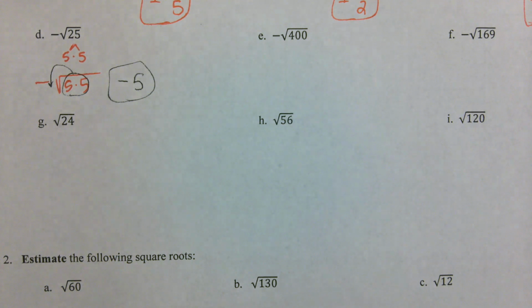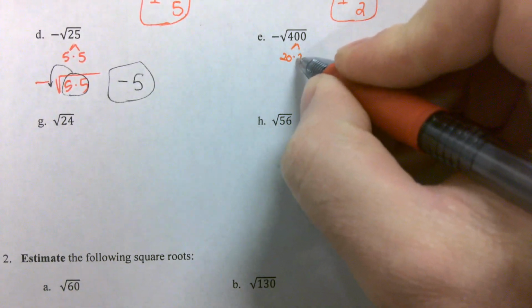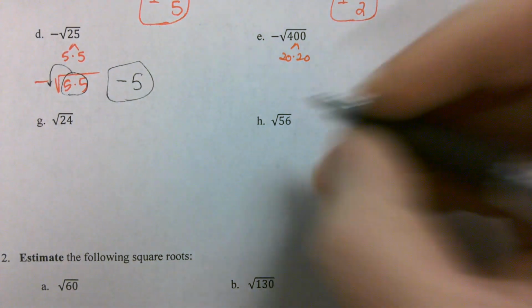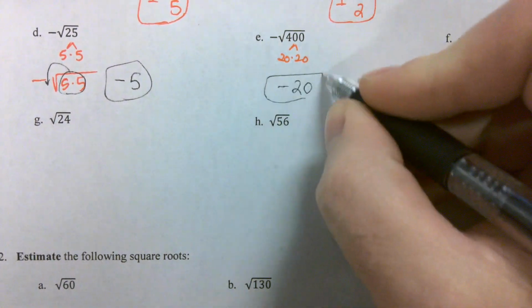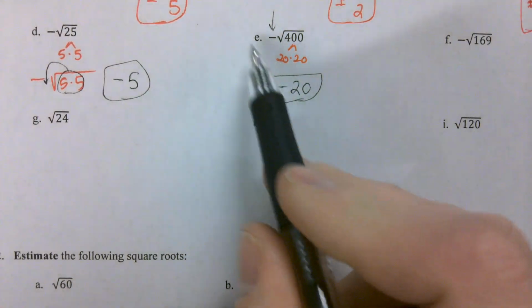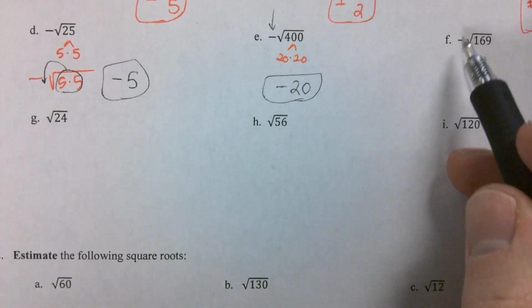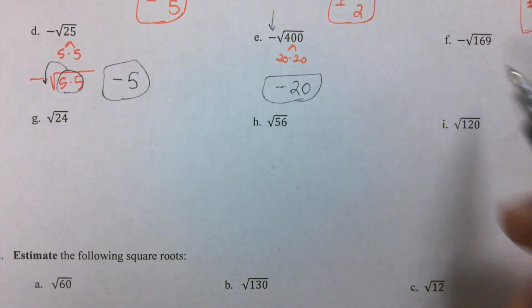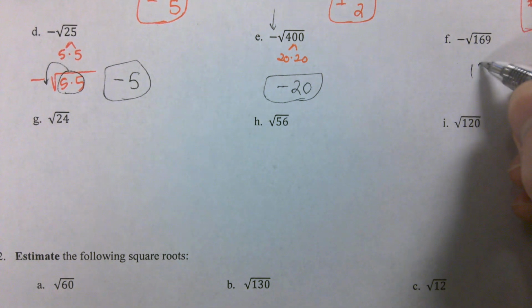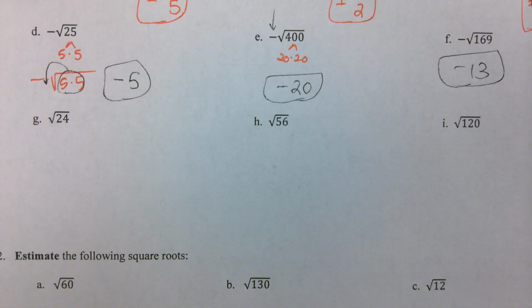All right, square root of 400, what's that going to give me? 20, because 400 is 20 times 20. I bring the pair of 20s out, slap that negative sign in front of it, no plus or minus, because my square root is negative, and I'm just left with negative 20. What's the square root of 169? 13. Throw that minus sign in front, and that's what I get.